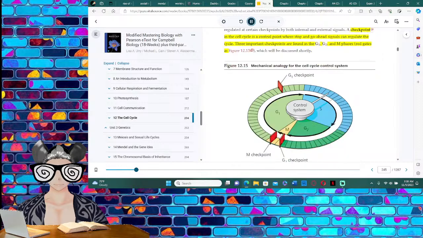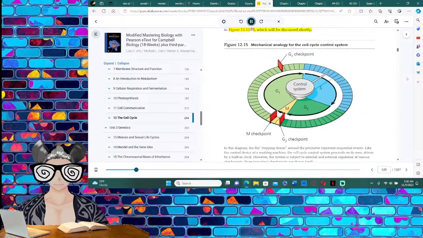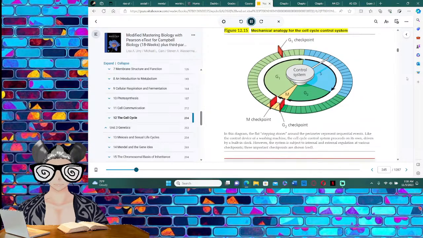A checkpoint in the cell cycle is a control point where stop and go-ahead signals can regulate the cycle. Three important checkpoints are found in the G1, G2, and M phases, red gates in Figure 12.15, which will be discussed shortly.